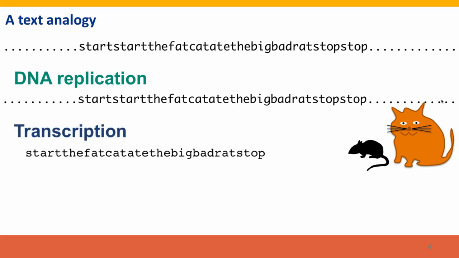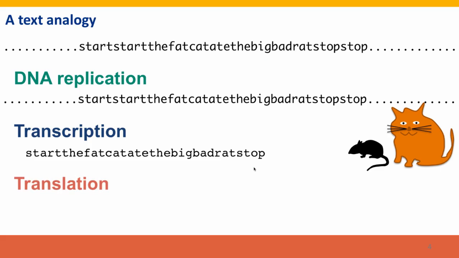Transcription reads the initial signals, the start signal, the stop signal, and it makes a copy of the information in between in the language, still a nucleotide language. It's a variant of the language, like a dialect. You can think of RNA as being a dialect of DNA. So this is made in RNA.